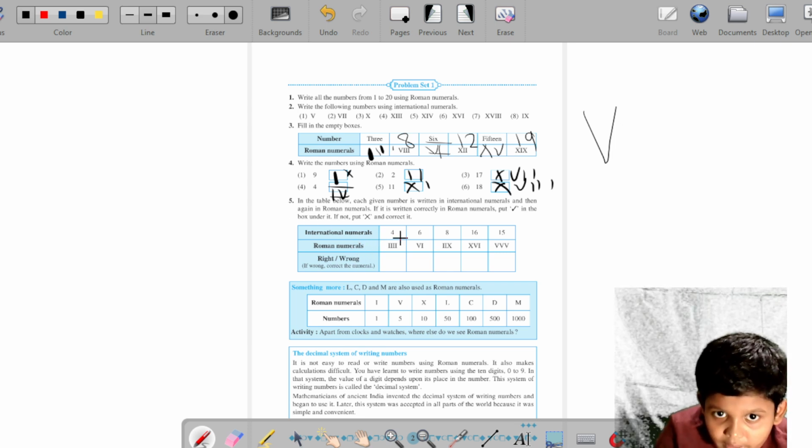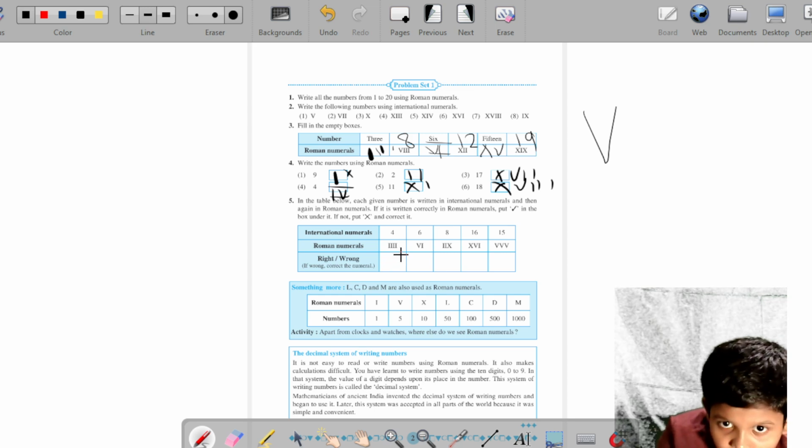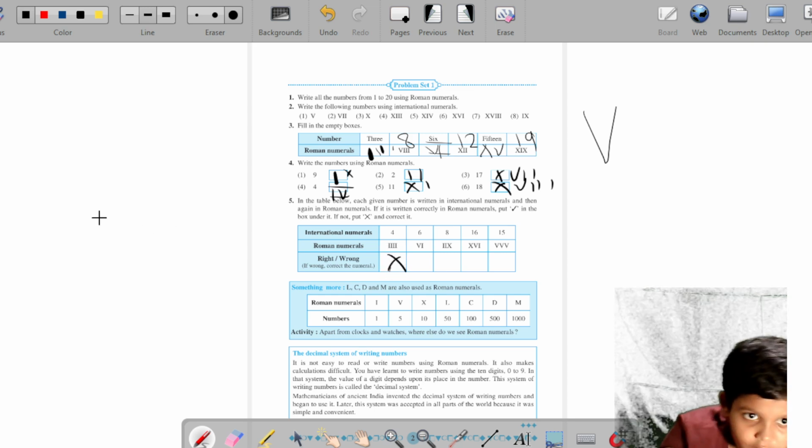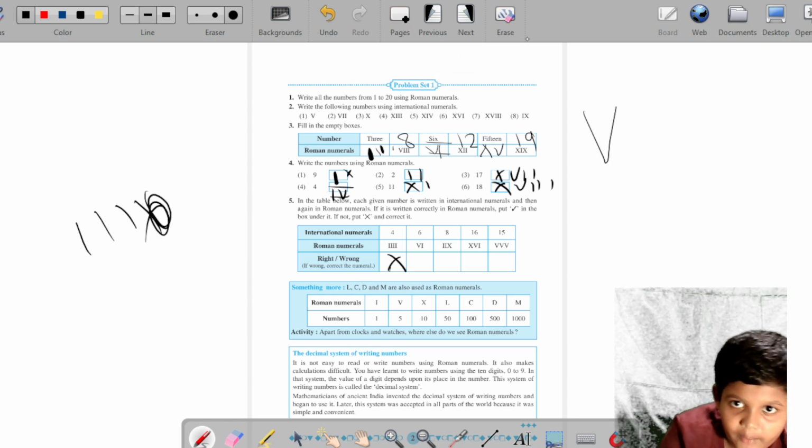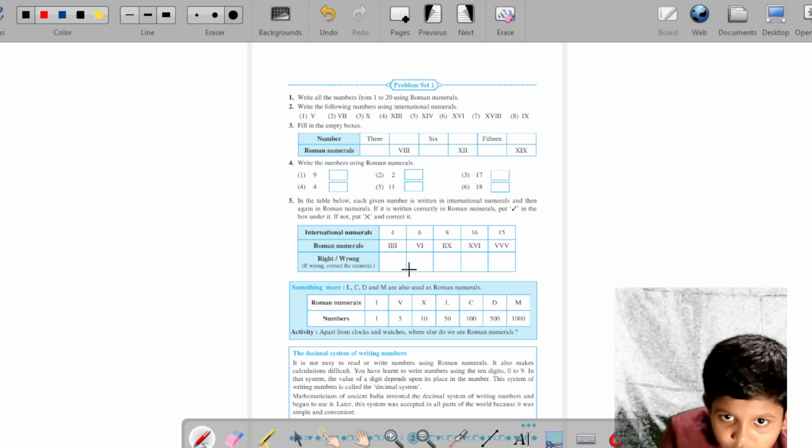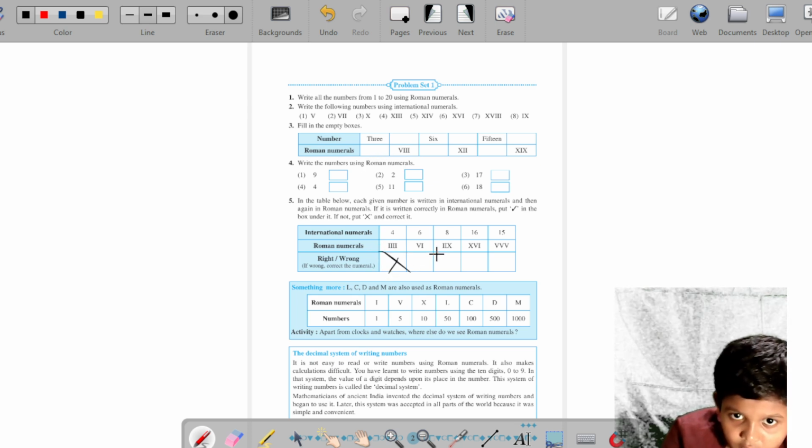Now we have to complete the table. Means we have to tick or cross. Is this one correct? No, that one has 4 times. It is allowed only 3 times. This one is 4 times. This is wrong. This one is correct.